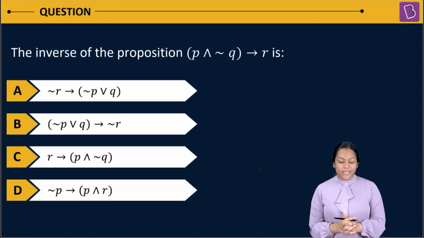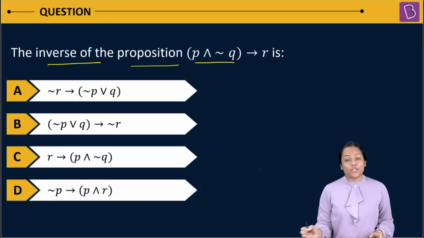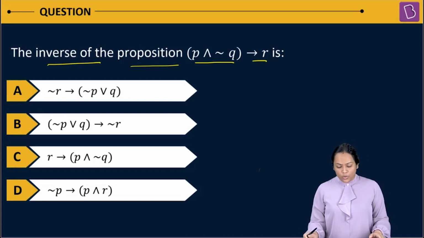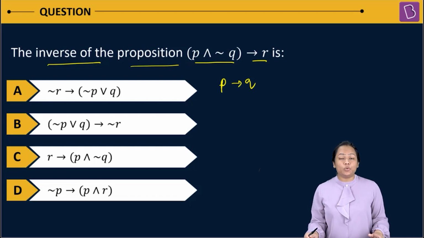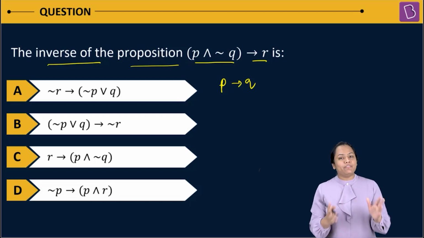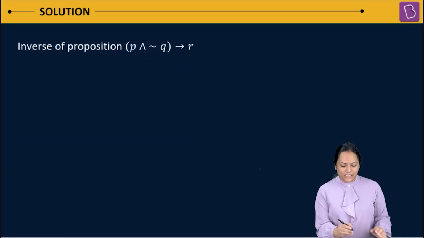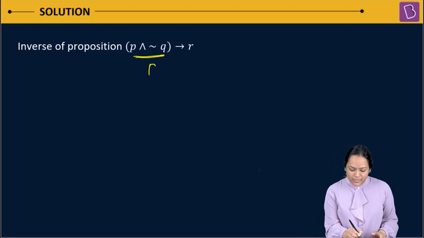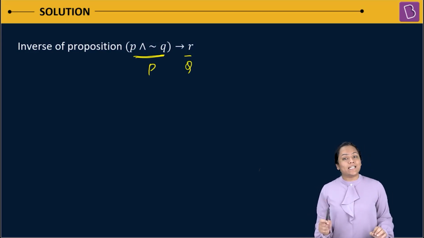Now, coming to the question, it's saying what is the inverse of the proposition P and negation Q implies R? Okay, so first of all, what is inverse? Well, if I have P implies Q, if P then Q, then its inverse is actually equal to what? Can you recall? Well, if you can, let's start with the solution. So we have to find the inverse of this statement. Let me say this is my P and this is my Q. So if I have P implies Q, its inverse is nothing but negation P implies negation Q, isn't it?